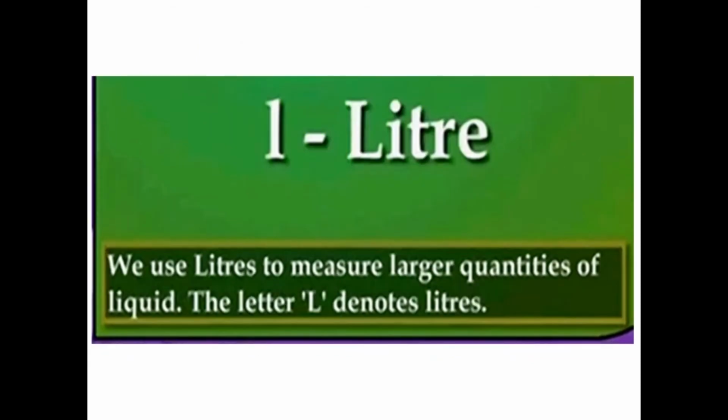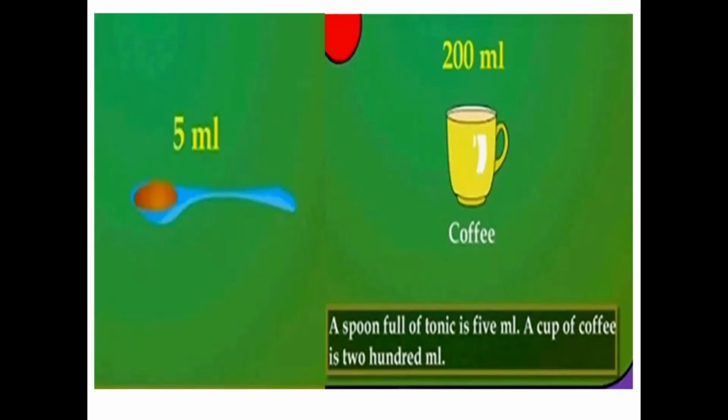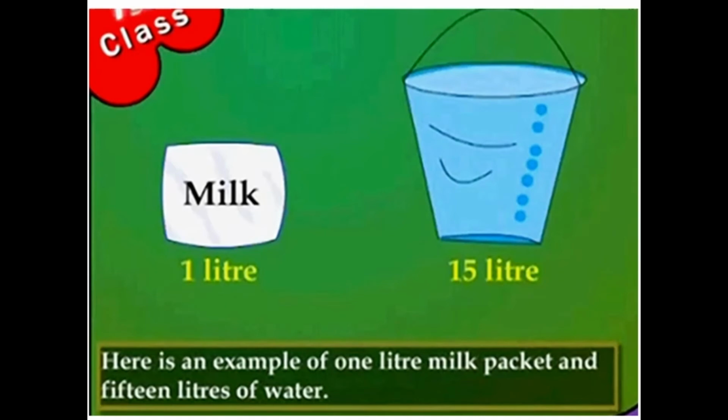We use liter to measure larger quantities of liquid. The letter L denotes liter. For example, milk is measured in liter. Look at the picture. Here a spoonful of tonic is 5 milliliter and a cup of coffee is 200 milliliter. Here is an example of 1 liter milk packet and 15 liter of water.